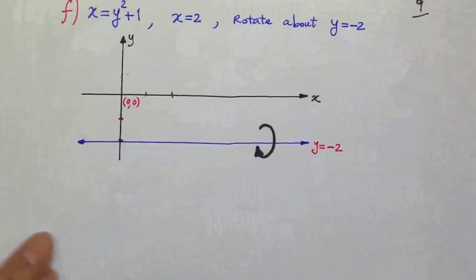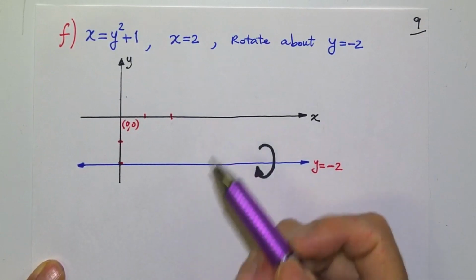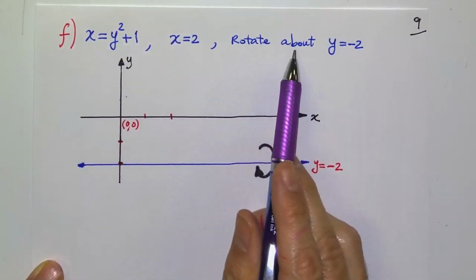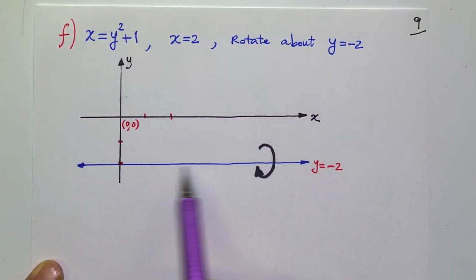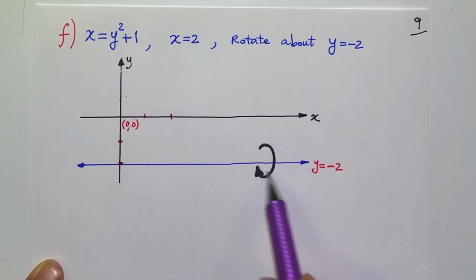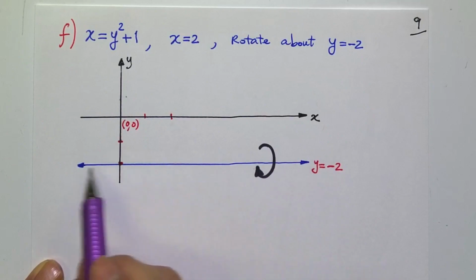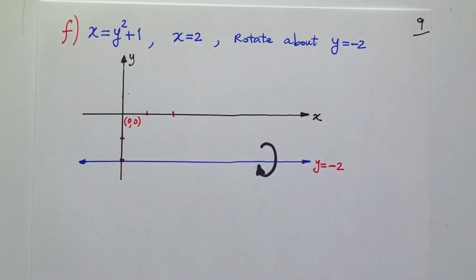Let's do another example. So here we have two curves, and we want to rotate the region that is bounded by these about this line, y equals minus 2. So again, we're rotating the region that I'm going to draw about an axis that is off the main axes, x and y axis, right? This is the axis of rotation.